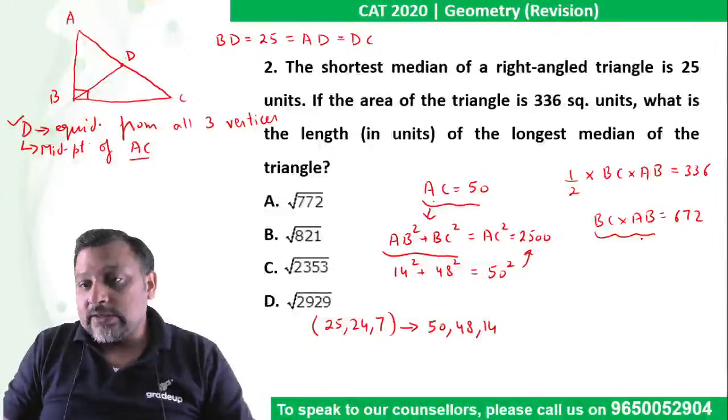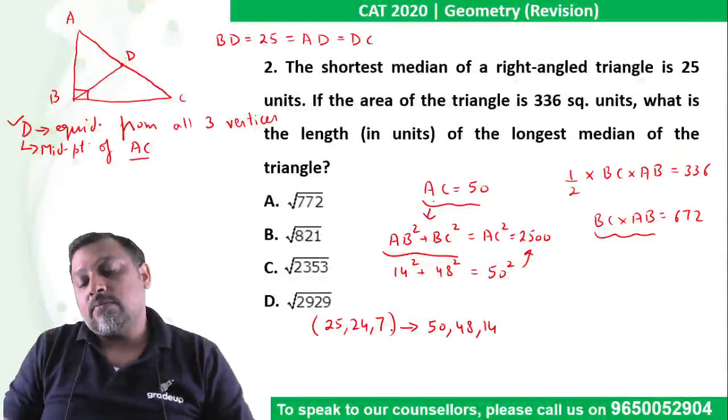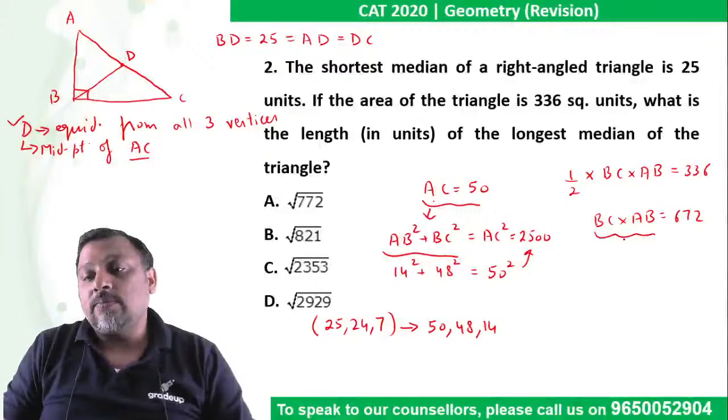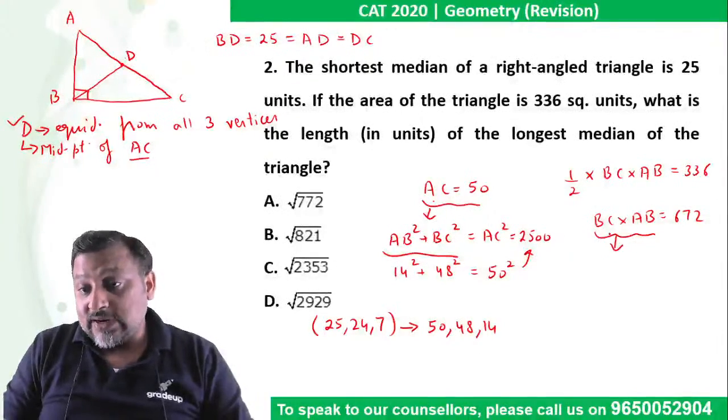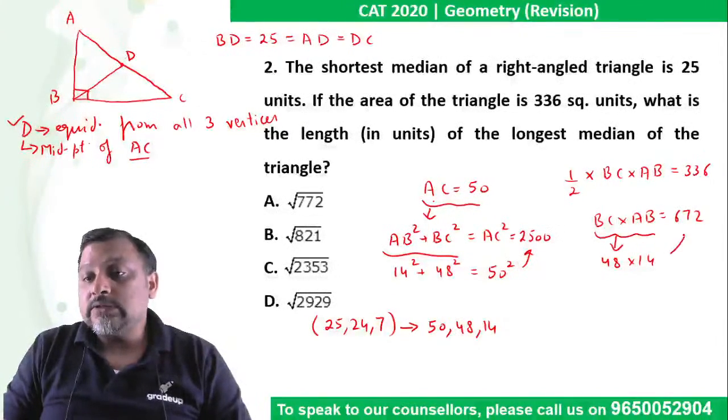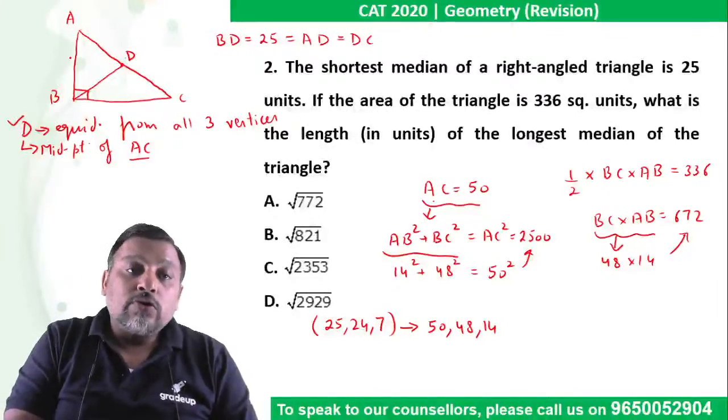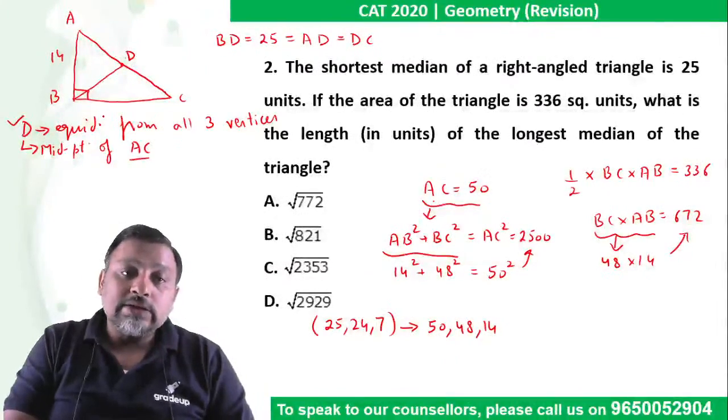Either I can solve this, or I can use the knowledge of Pythagorean triplet, and it will satisfy this condition also. That is 48 into 14 is 672. So we know this is 14 and this is 48.